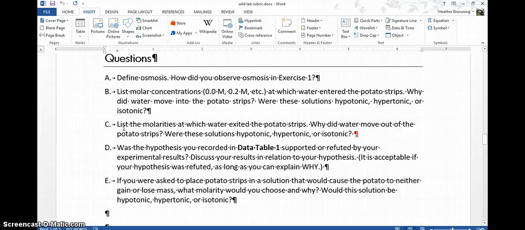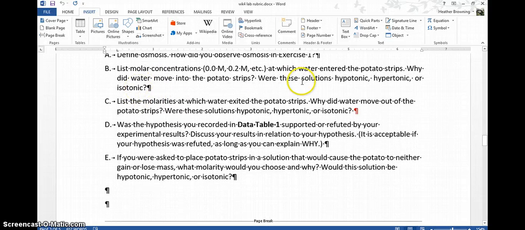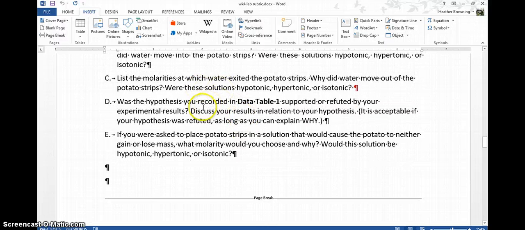Okay. So define osmosis, define it, and then tell me how you saw it. So what did you see that shows osmosis? List the molar concentrations, whatever they are, where water entered the potato strips, and do this in a sentence. And then is this hypo, hyper, or isotonic? Do the same thing, but now when the water left, so this should be positive, that will be negative, right? And again, if it's hypo, hyper, or isotonic.